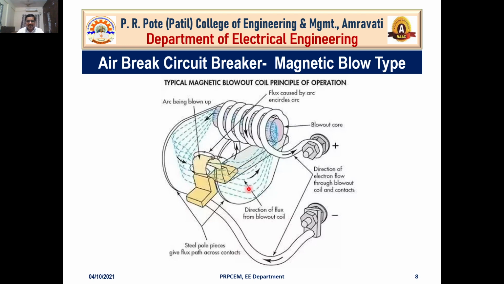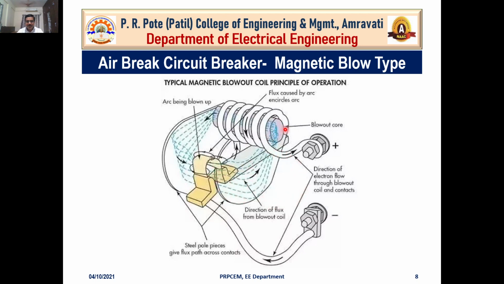Now this is a typical magnetic blowout coil principle, which we have shown in the earlier diagram also. Basically, how actually can it push that arc upward in the arc chute? Here we have this arrangement, with the arc being blown up. These are the steel pole pieces, which provide a flux path across the contacts.